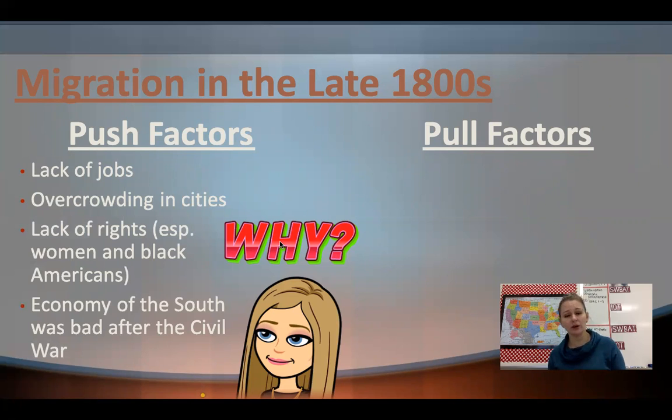Again, money's usually going to be a huge factor as well. The economy, especially in the South, was really bad after the Civil War because it had all been torn up because we fought a war there. And so people were like, you know what, I want to leave here. I want to go find other opportunities.